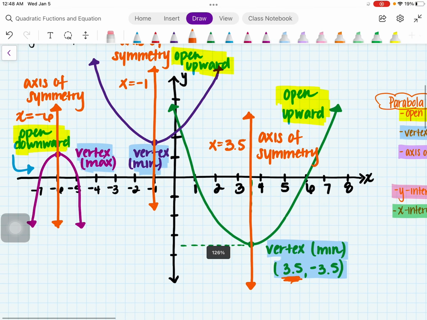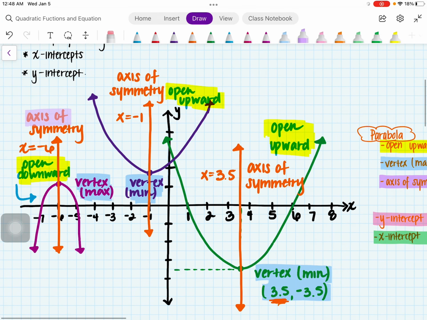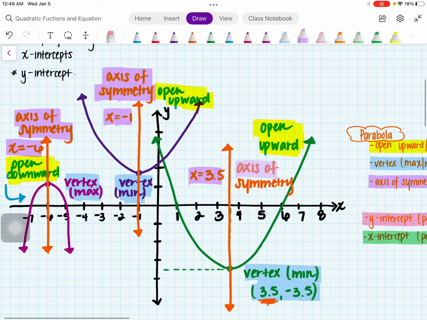All right, and I do want to highlight those. We'll highlight them in purple. So this is purple, purple, and purple again. All right, so we have the vertex, then we have the axis of symmetry.